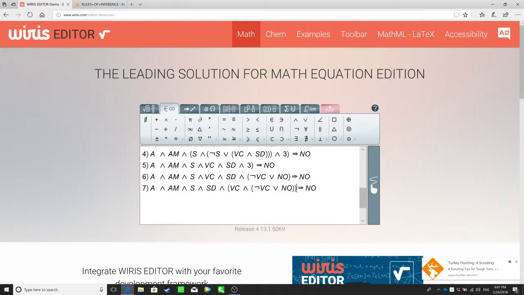Then it's a VC. We use the distribution. Okay, I'm not writing it out. Just we can do it in our mind. It's going to be VC and negation VC, or VC and O, right? So we saw a VC and negation VC. It becomes False. Yeah, false.